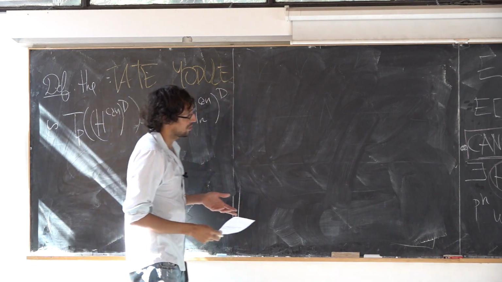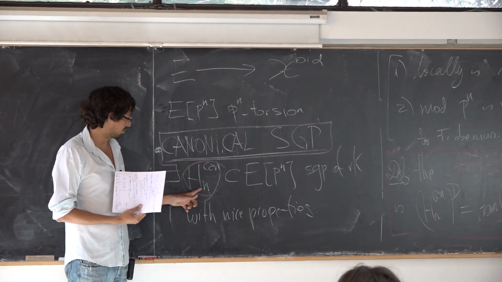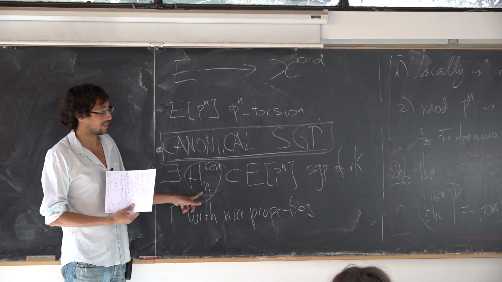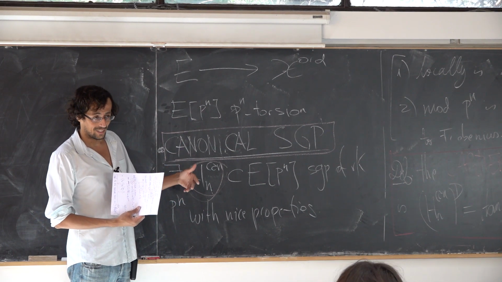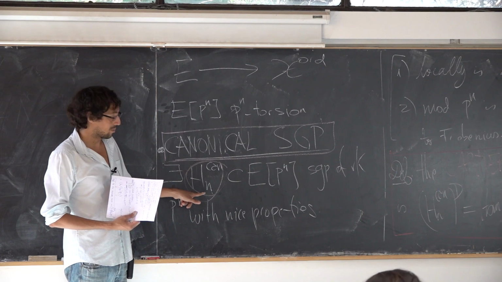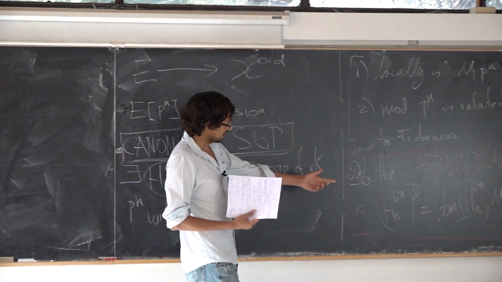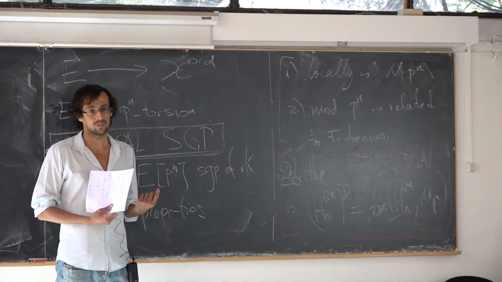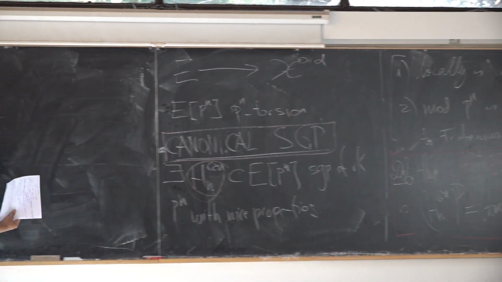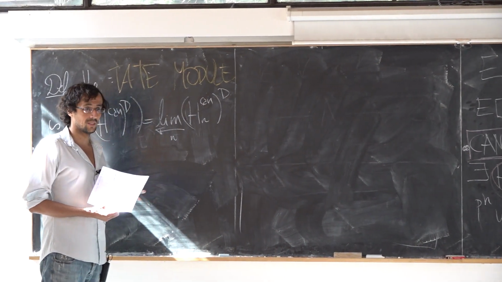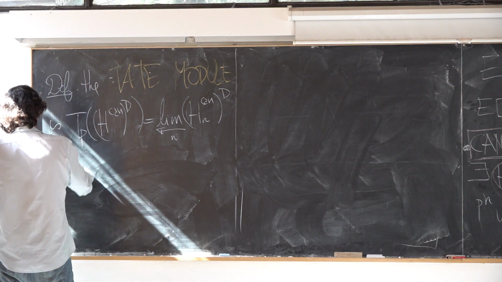Okay, one observation: the canonical group of level n is included in the one with level n plus 1. When you take duals, the arrows go in the opposite direction. You have a map from n plus 1 to n. So that makes sense, this limit, okay?